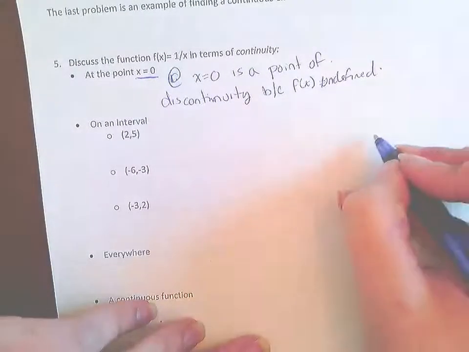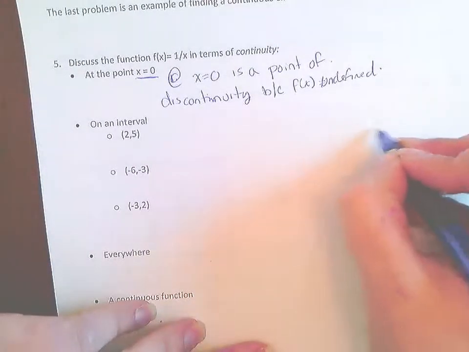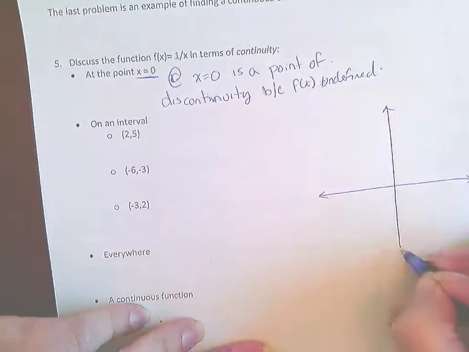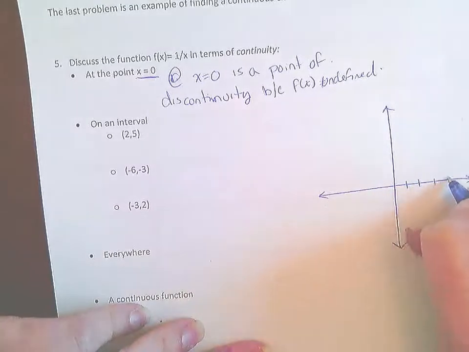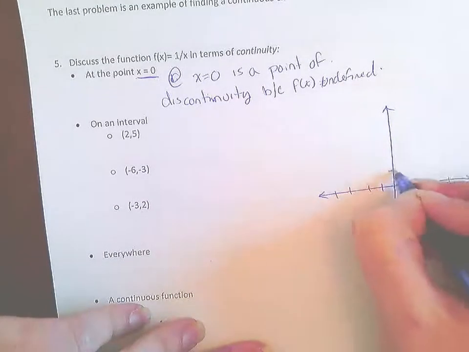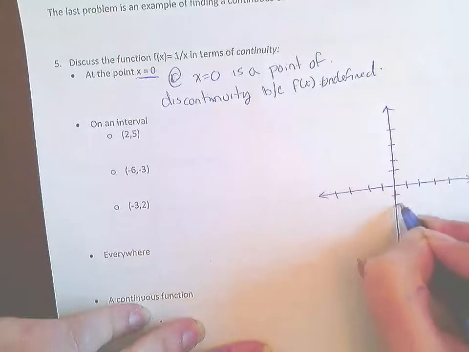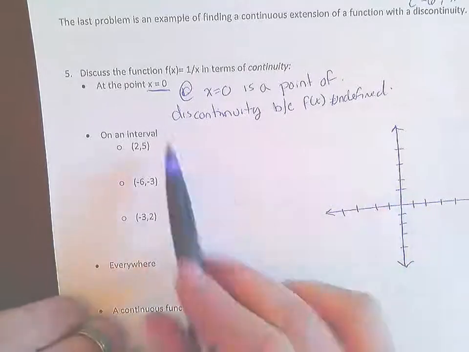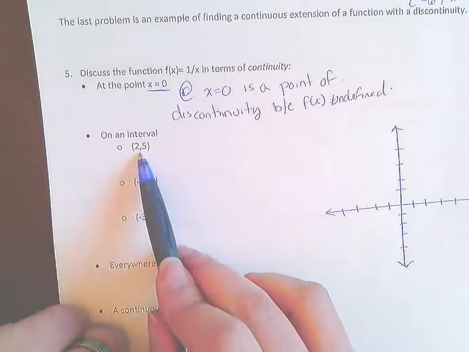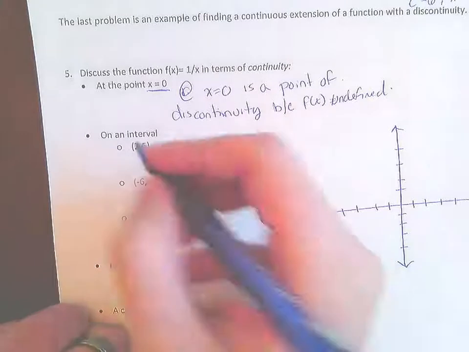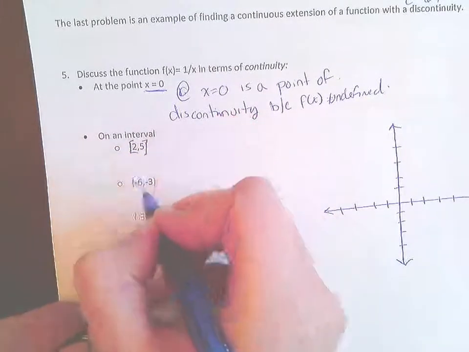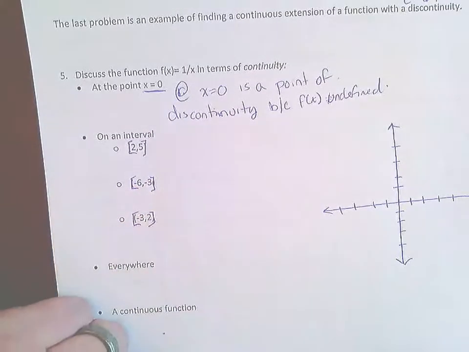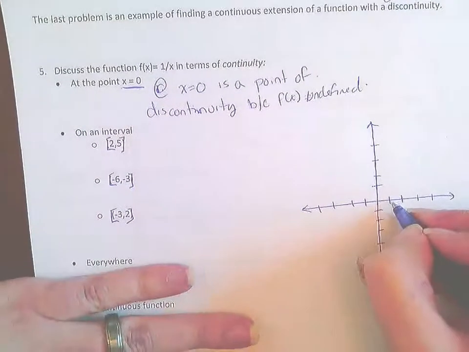Alright, so before I move on, I want to graph this function 1 over x. And then this next part, you'll see why I'm graphing it in just a second. I basically want to ask myself, is the function continuous between 2 and 5, and between negative 6 and negative 3, and between negative 3 and 2? Is it continuous? So first I'm going to graph.